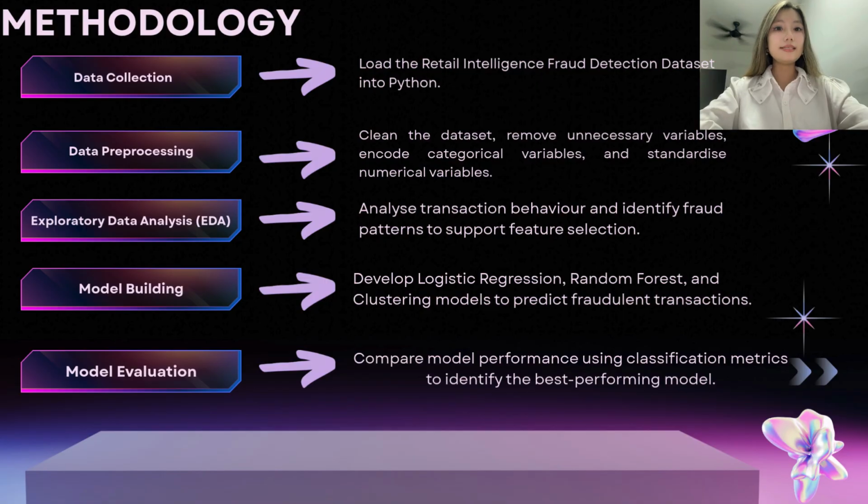The third stage is exploratory data analysis. This helps us to understand the transaction behavior, identify fraud patterns, and also select the most important features. After that, we build 3 machine learning models: logistic regression, random forest, and clustering to predict whether the transaction is fraudulent. Finally, we evaluate the models using classification metrics to identify the best performing fraud detection model.